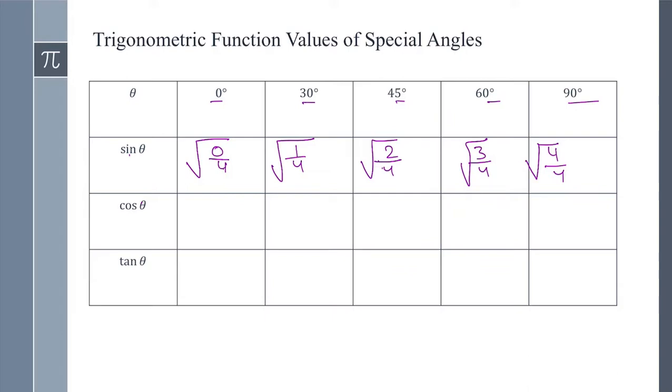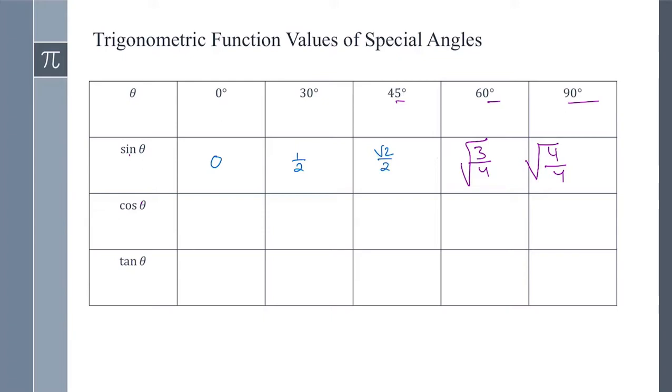So 0 divided by 4 is 0, square root of 0 is just 0. So sine of 0 is just 0. Now here, square root of 1 is 1, square root of 4 is 2, so this is 1/2. That means sine of 30 degrees is just 1/2. Now here, square root of 2 is just square root of 2, and square root of 4 is 2. So square root of 2 over 2 is the value for 45 degrees. Okay, so square root of 2 over 2.